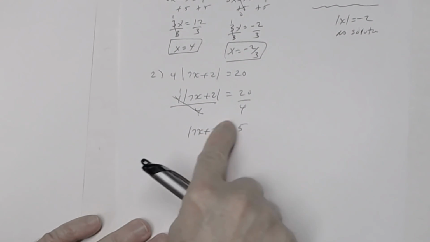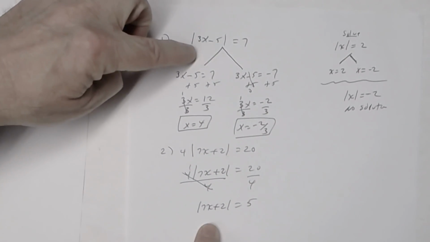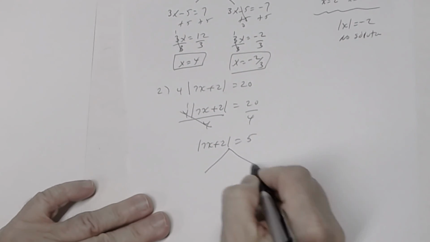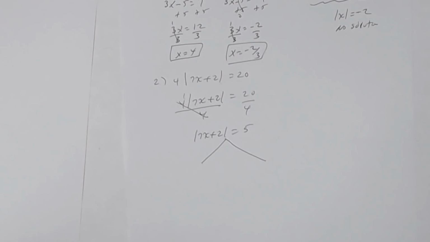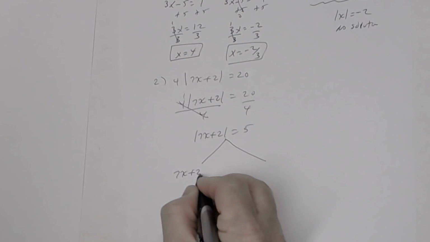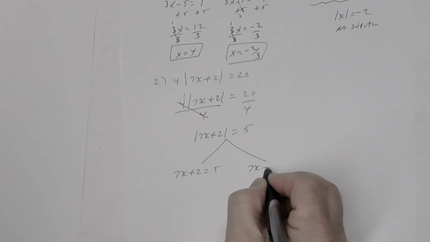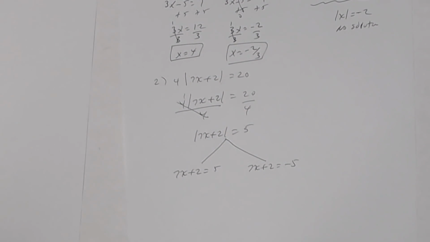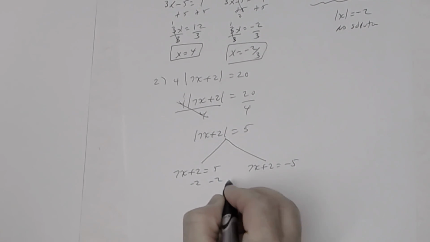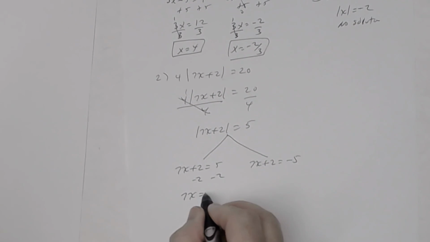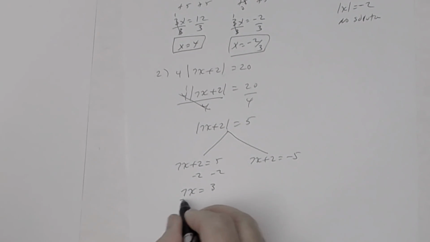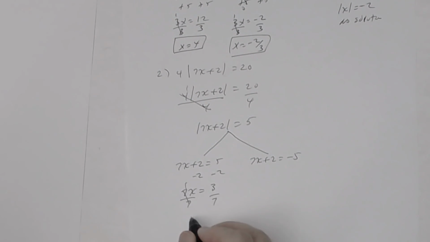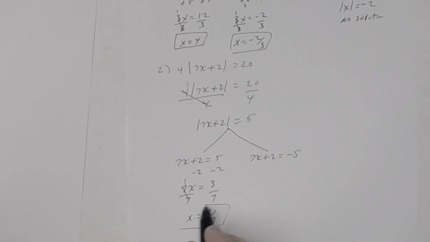Now at that point, then that kind of looks like number 1. So now you're going to split it apart into 2 equations without absolute value bars. So you're going to say 7x plus 2 is equal to 5. 7x plus 2 is equal to the opposite of 5. And then solve each of those linear equations. So you're going to subtract 2 from both sides. So you get 7x is equal to 3. 5 subtract 2 is 3. Divide both sides by 7. And you get x to be 3/7. So there's one of your solutions.